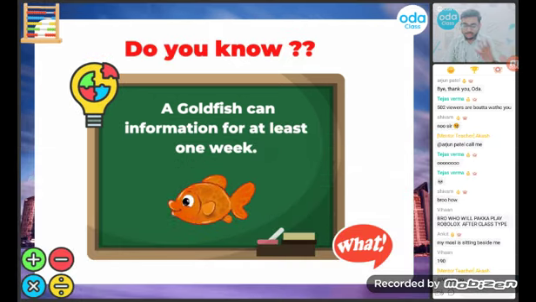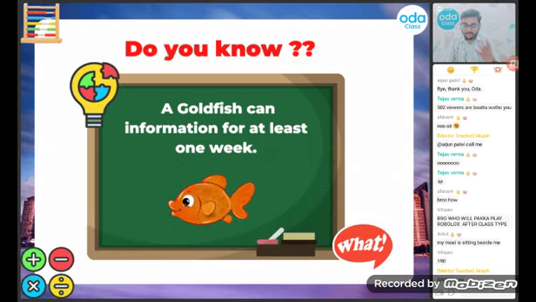2 fun facts we have learned, about the table tennis game and about the goldfish. You can search in Google also. But before that, let us solve a question. Very important, my dear students. Read the question very carefully. Listen well. What is given in the question?